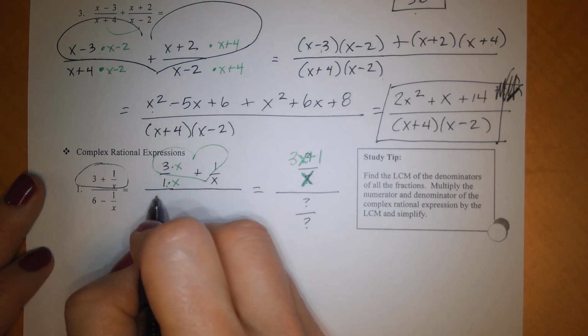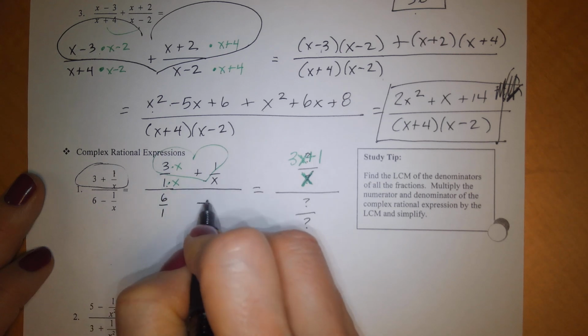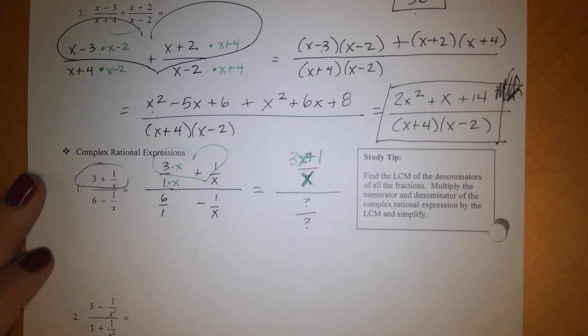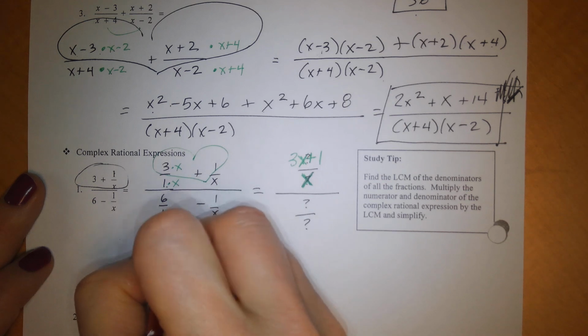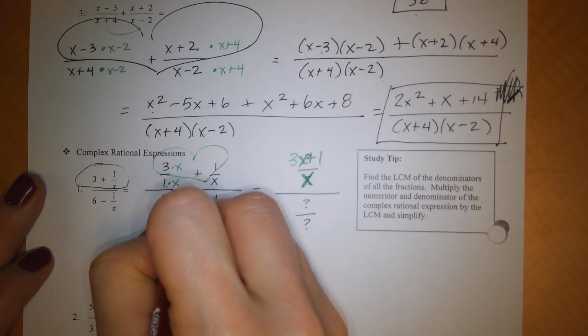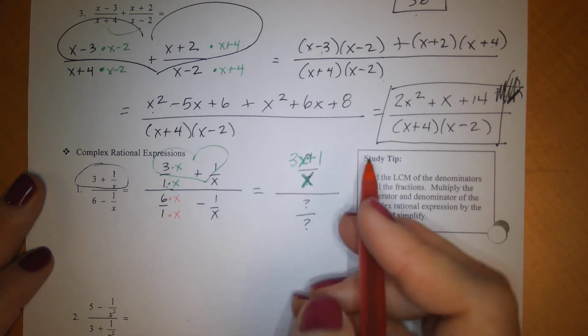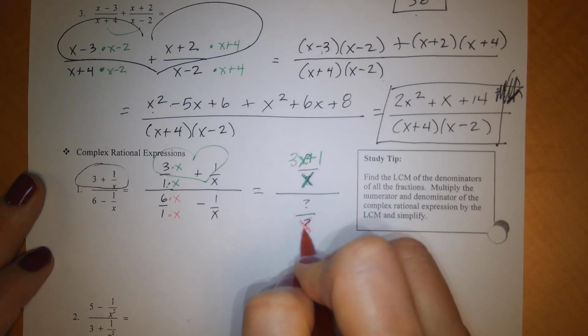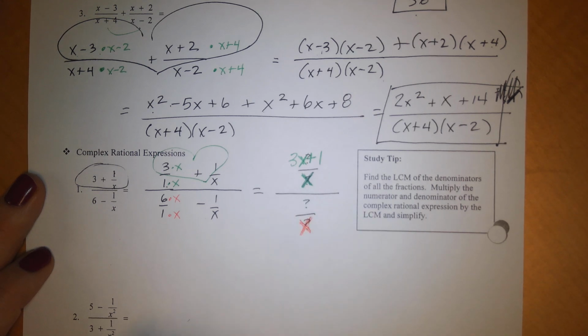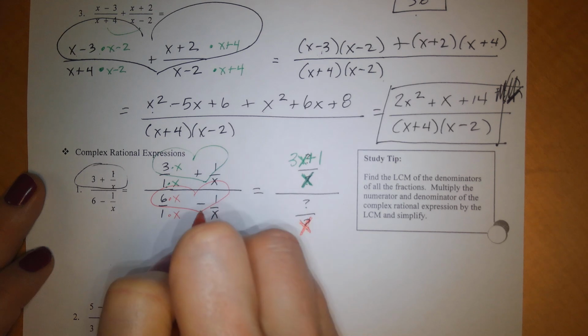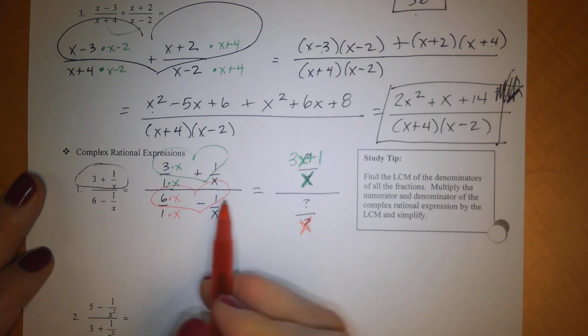Down here, I have 6 over 1 minus 1 over x. Again, I'm going to need a common denominator. So I'm going to multiply this by x over x so that they have a common x in the denominator down here. And then I add everything in the numerator. So 6x minus 1.